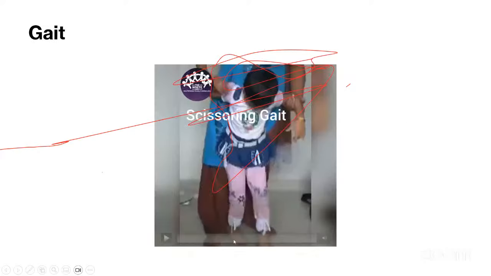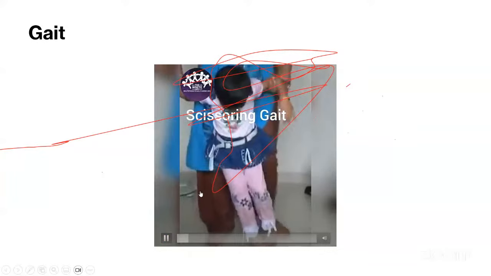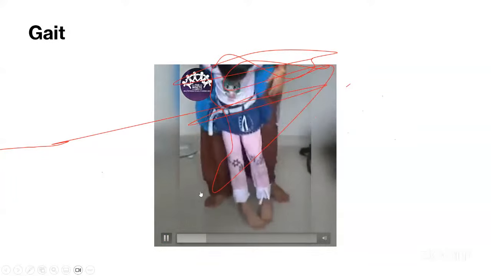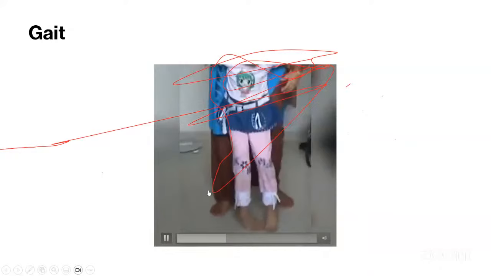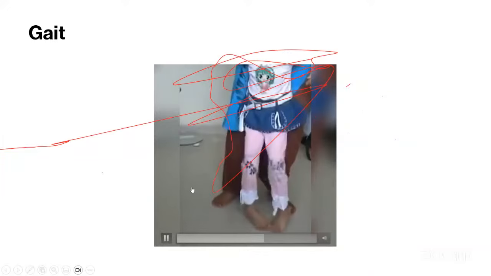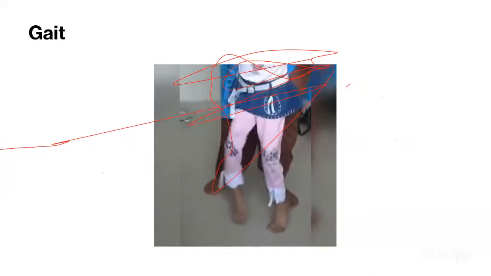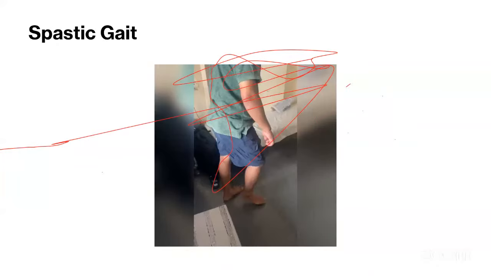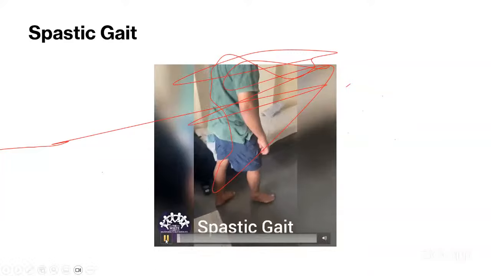So this is a video for the scissoring gait. So next, the spastic gait.